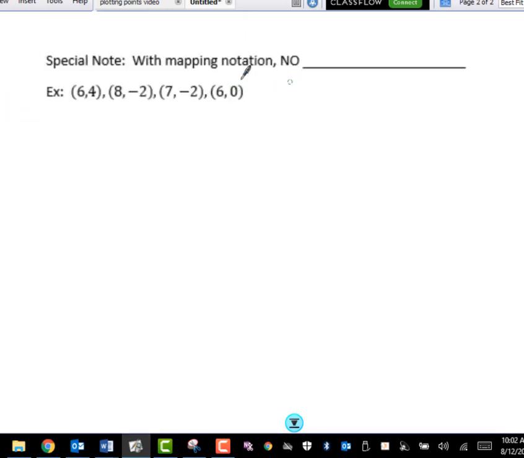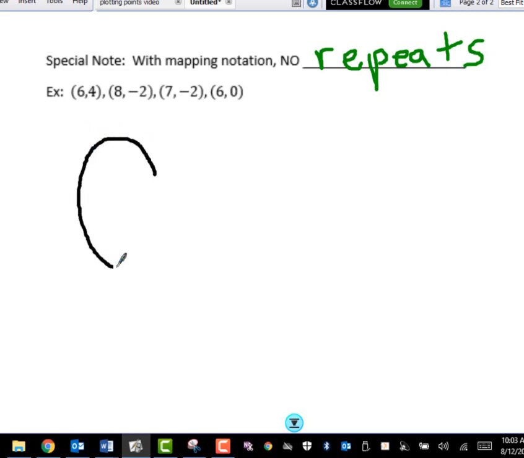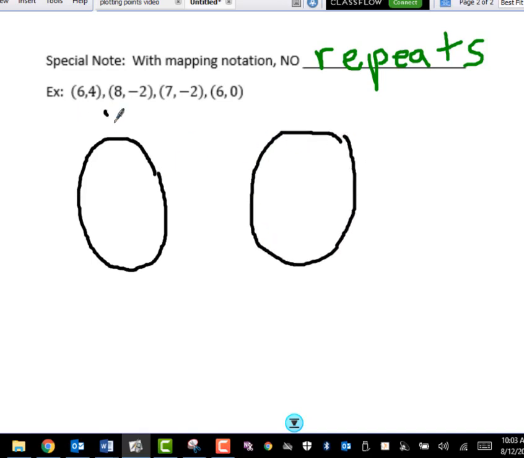Our special case, which we just talked about with mapping notation, is when there are repeats. So we're going to look at what happens if something repeats. I'm going to draw my bubbles again, my big ovals. I'm going to label this one the X, because that's where I'm going to put the X numbers, and the Y's over here. I'm going to label my points X's and Y's because I don't have them already set up in a table nice and neat for me, just to make sure I'm putting them in the correct bubble.